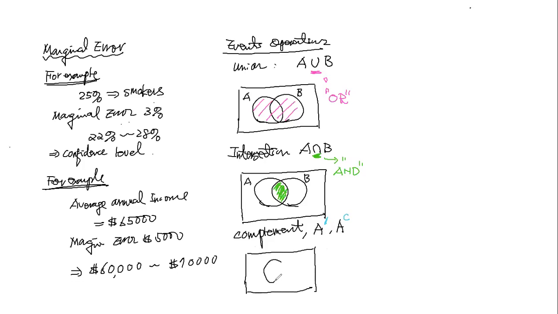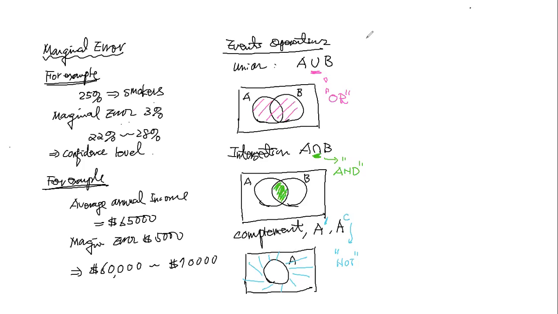So if this is your event A, then A complement means everything not A. Basically it's everything outside A. So the keyword for the complement is not. If A is smokers, then A complement will be not smokers. All right, so that is one thing we need to be very careful about.